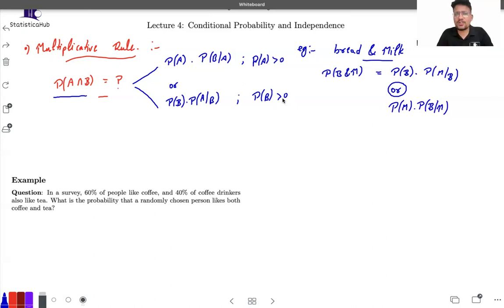Now someone may say, okay sir, this is fine, we have two events, but what if we have more than two events? If you consider that you have three events, then what will happen in that case?